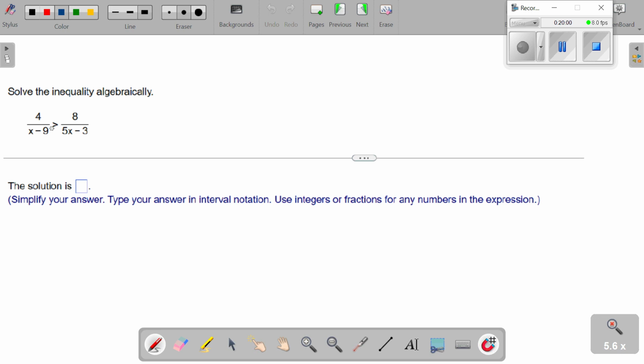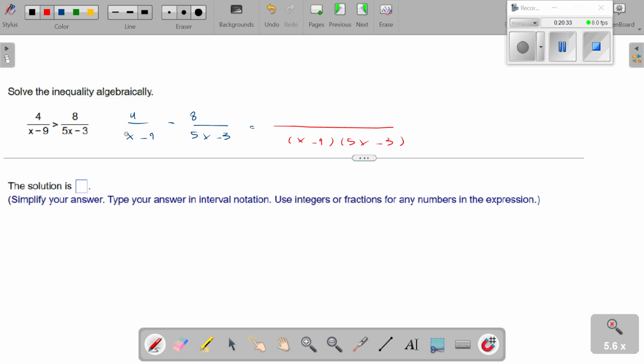Next question, we want to solve the inequality. The first thing you need to do is move this to the left side. So you will have 4 over x minus 9 minus 8 over 5x minus 3. Now we need to combine them. We don't have the same denominator, so we have to find the common denominator. Since they don't have anything in common, you just multiply those two by each other. So the common denominator is (x minus 9) times (5x minus 3).